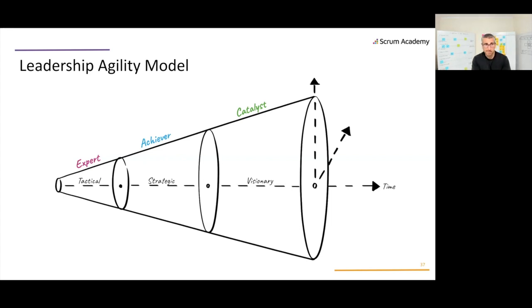Communication. Mm-hmm. Networking. Willingness to listen. Okay. Engaging. All of them good points. Transparency, calmness, open to change.